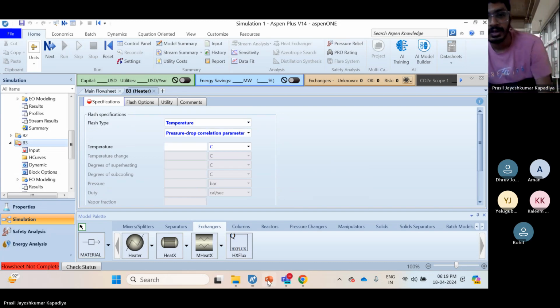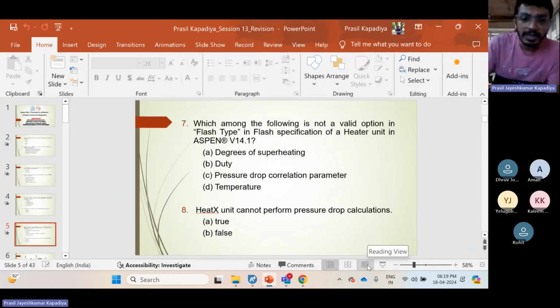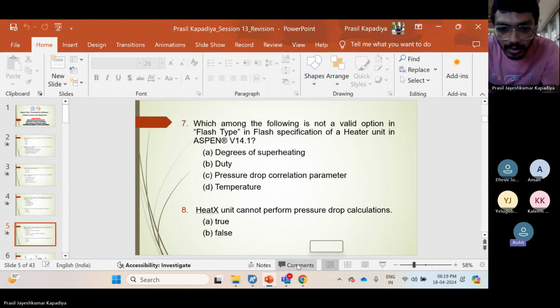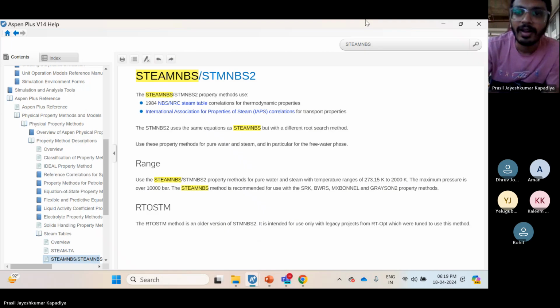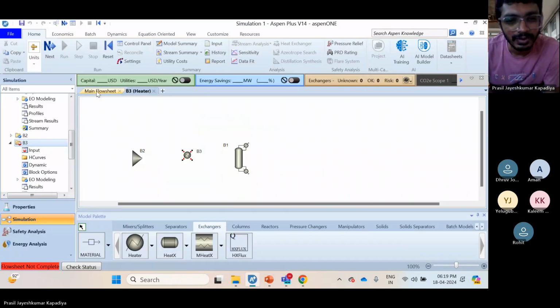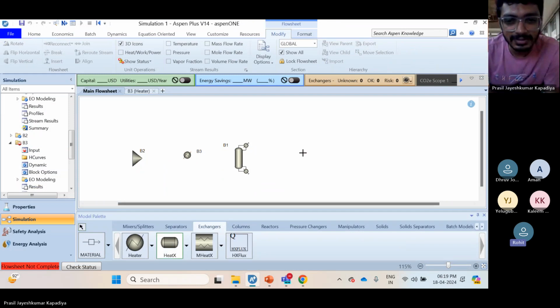Like if I give temperature, then I can give any of these: pressure, duty, pressure drop correlation, any value. Okay, let's move on. HeatX unit cannot perform pressure drop calculations. Is this true or false? True. How? I was going through your previous videos, there I got the question and answer. Which video? Somewhere around the first or second week.